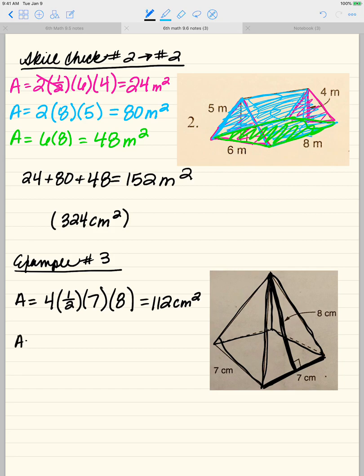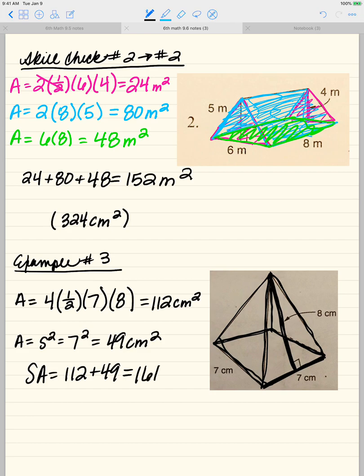Now we need to find the surface area of the base, which we said was a square pyramid. So here's our square down at the bottom. Area of a square is just side squared, so that's 7 squared. So that's 49 centimeters squared. To find the total surface area, we're just going to add 112 plus 49, and that is 161 centimeters squared. So we just found the surface area of our square pyramid.